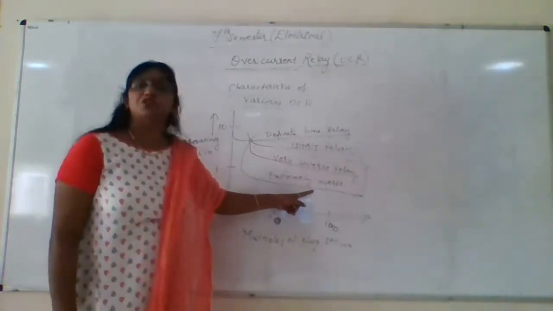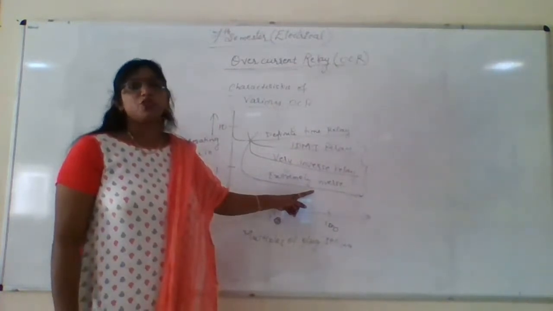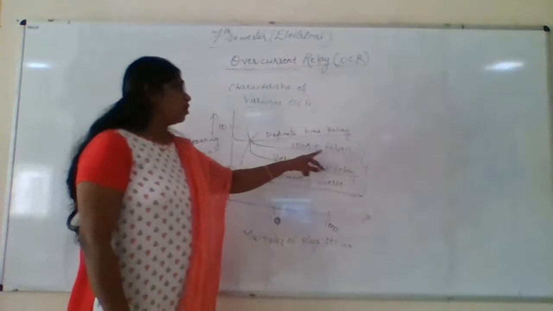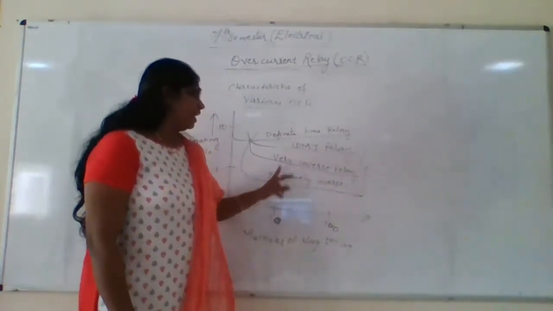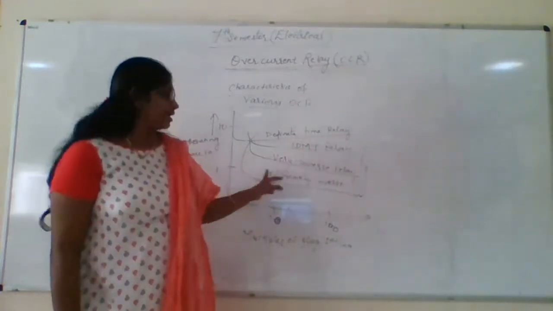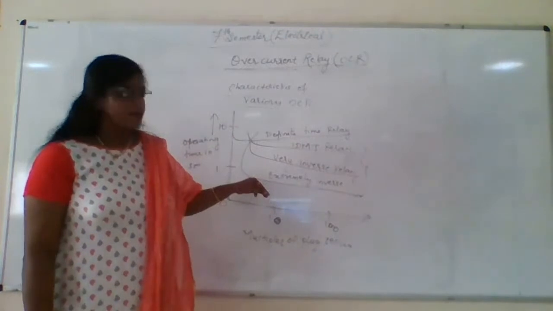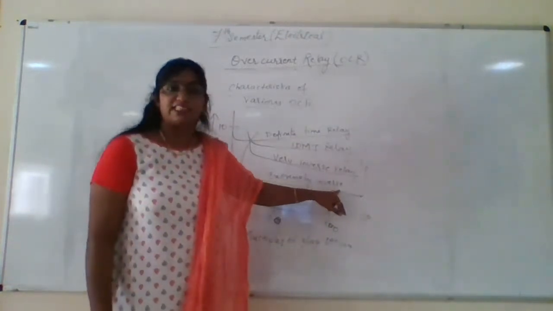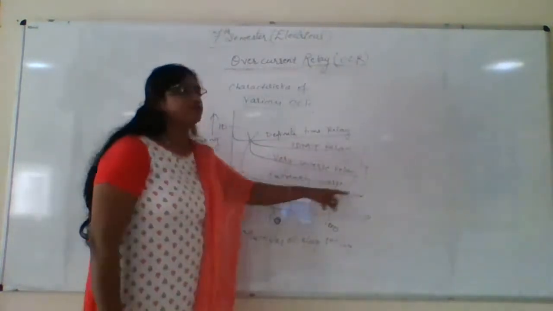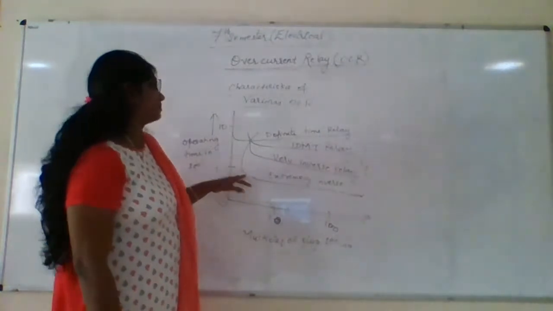These relays are used for protecting the distribution networks or the distribution lines. Fine. The extremely inverse relay is especially used for transformer and feeder busbar protection. Extremely inverse relay is used for transformer and busbar protection. These are all jointly used for the protection of transmission lines or the distribution lines.